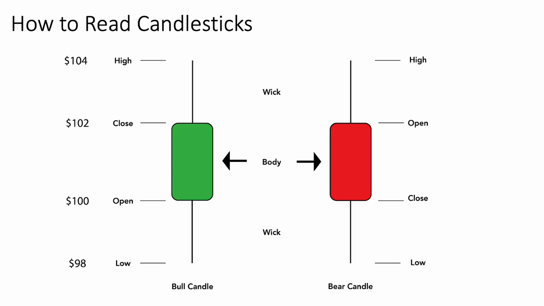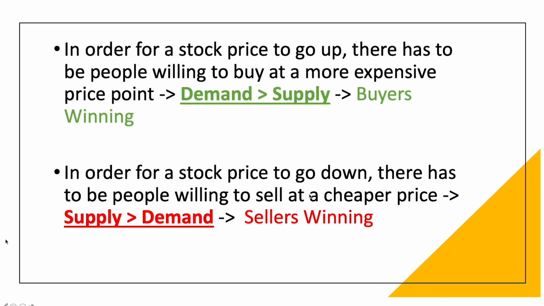Now that we know how to read it, how do we start interpreting what the candlestick is trying to tell us? And this is what I think is the most important part. Reading a candlestick is one thing, understanding it is another thing. So in order for a stock price to go up, there has to be people willing to buy at the more expensive price point, which in this case means that the demand is greater than supply, which means that buyers are winning.